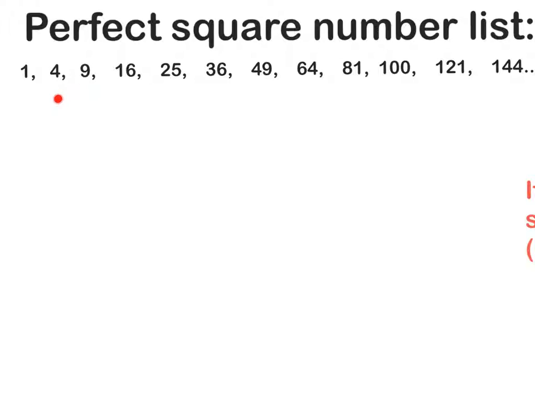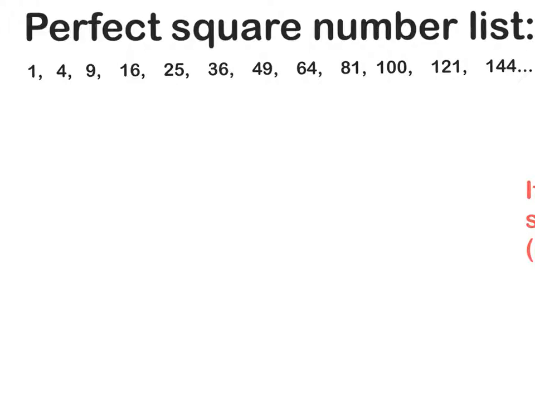Just think, what's 2 times itself? 4. 3 times 3, 9. 4 times 4, 16. 5 times 5, 25. 36, 49. 8 times 8, 9 times 9, 10 times 10. So you write out this list from 4 to 144 and you get credit for that question on next week's quiz. Please take a moment and write this down. Write down perfect square number list and write down those numbers between 1 and 144. Those are all the perfect square numbers.